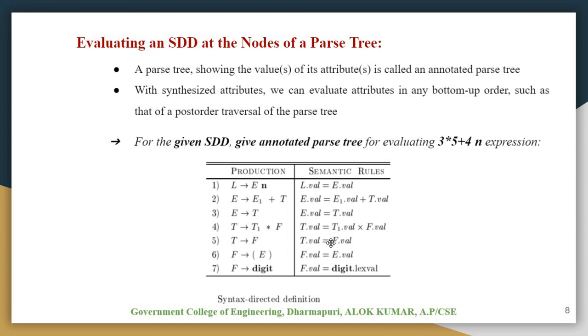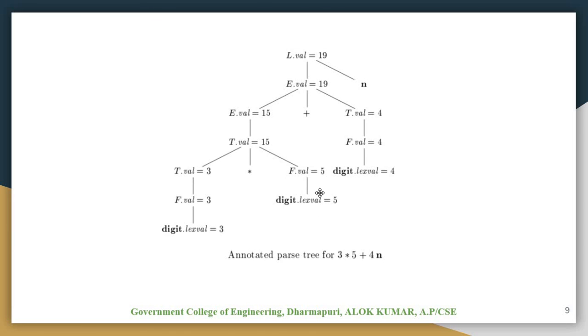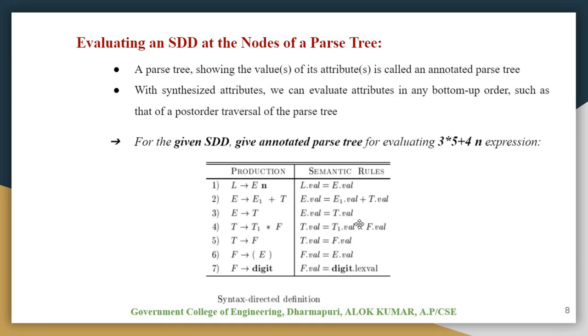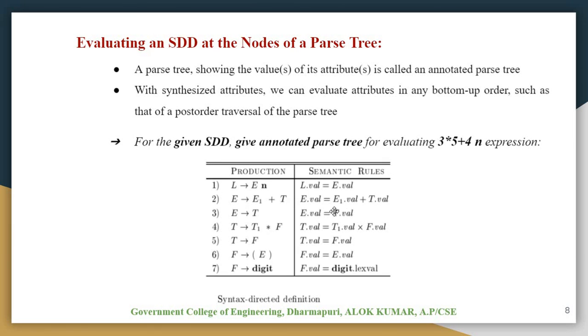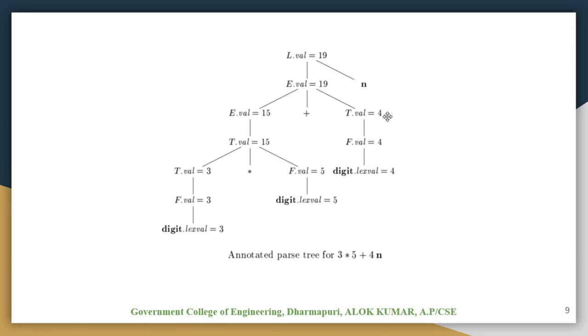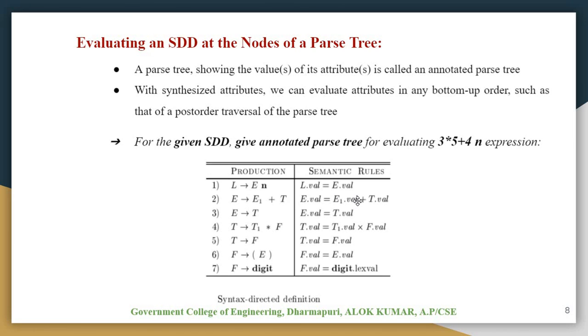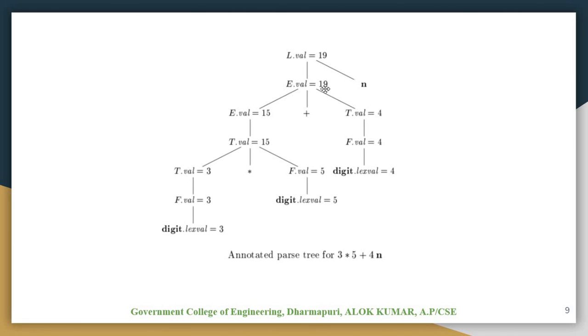We can see these semantic rules. T.val becomes F.val, that will be 3. After that, here this 5 is 5. Here the asterisk, we find T * F, so it becomes 3 * 5, that is 15. Here 4 will come. This one is 15 because it is generating T, this value. So 15 plus 4, because of this semantic rule, becomes 19. So 19, this value, we write here, and this becomes the value.